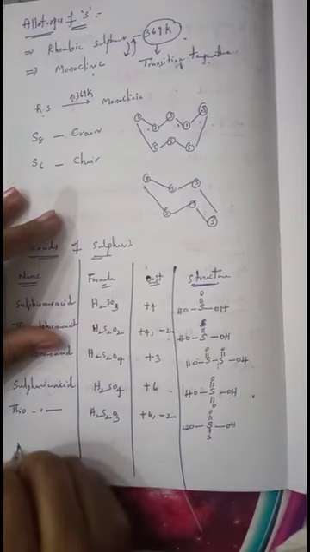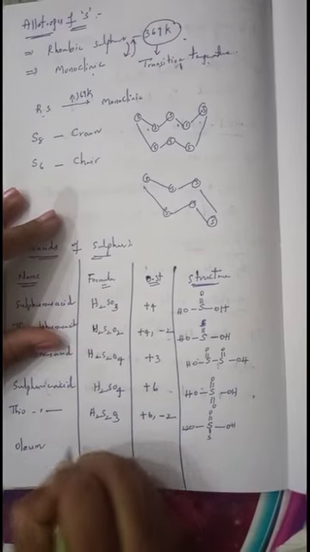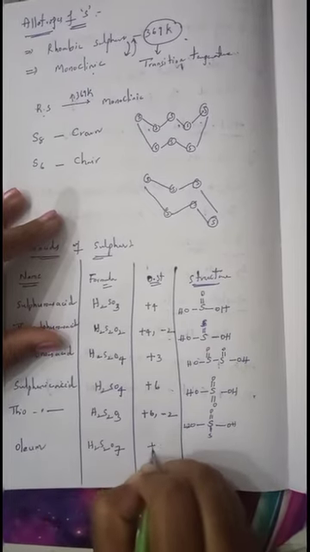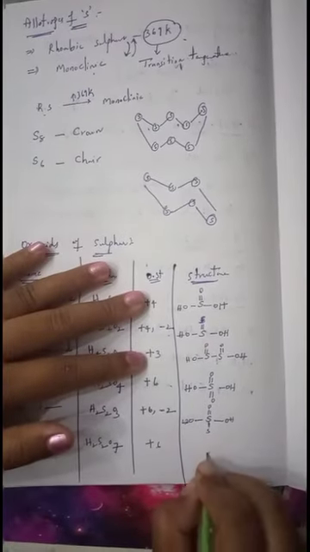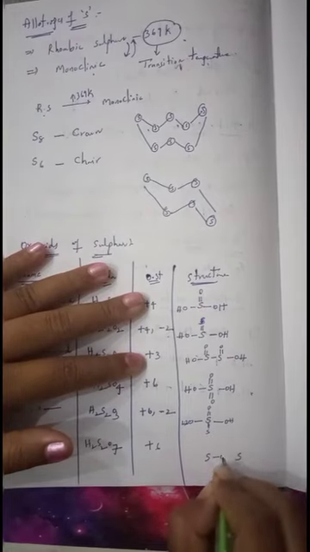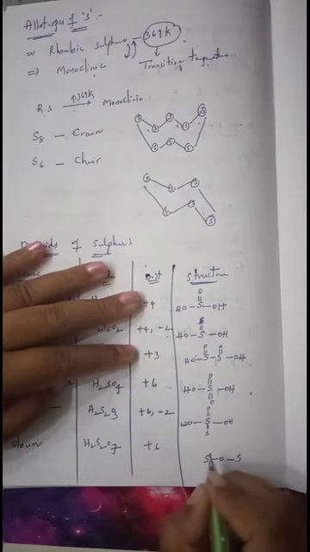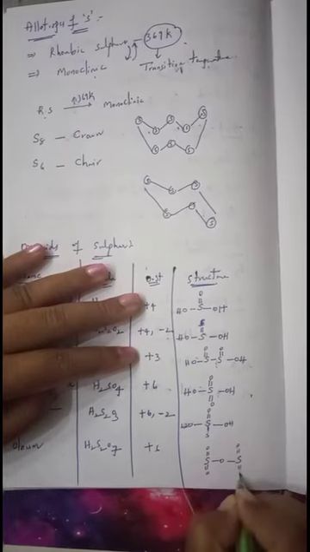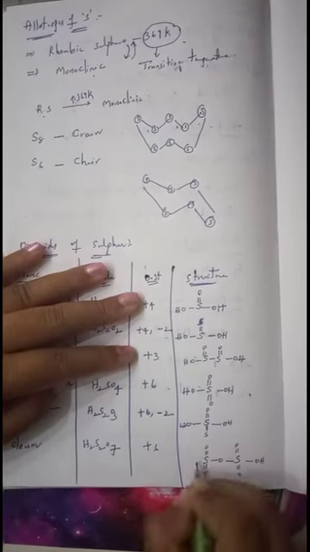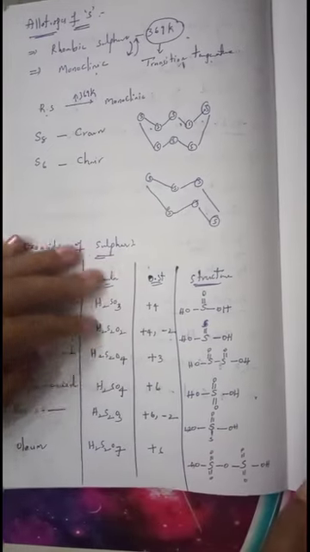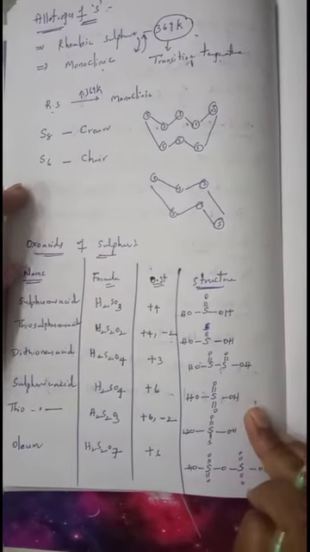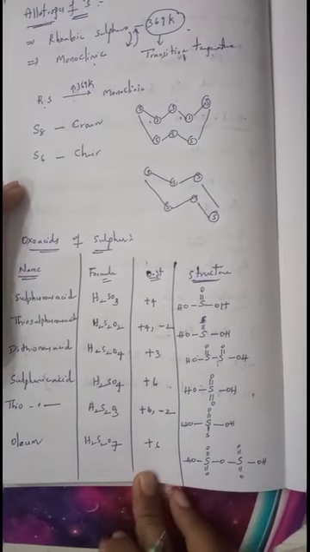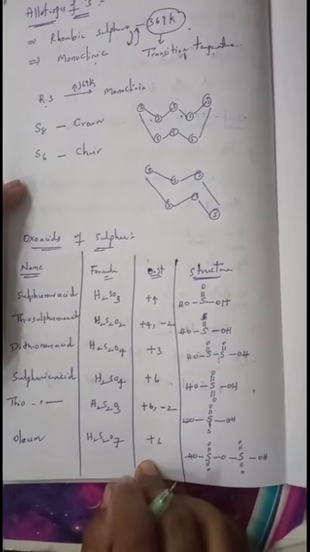Next one is oleum. Oleum formula is H2S2O7 and the oxidation state is +6. Two sulfurs are joined by one oxygen as a bridge oxygen, and four more oxygens make double bonds with sulfurs. Two more oxygens combined with hydrogen exist as OH. So these are the different types of oxoacids formed by sulfur. Oxidation states of sulfur in these oxoacids are very important.